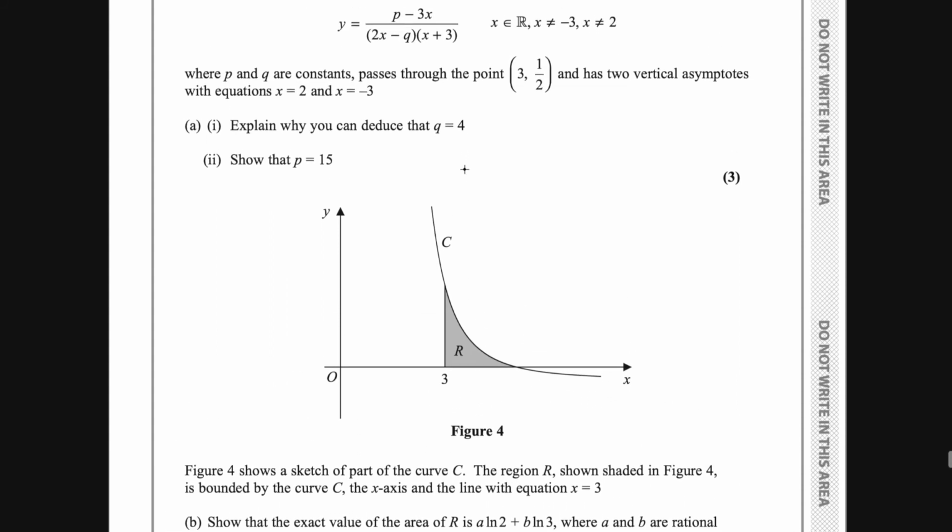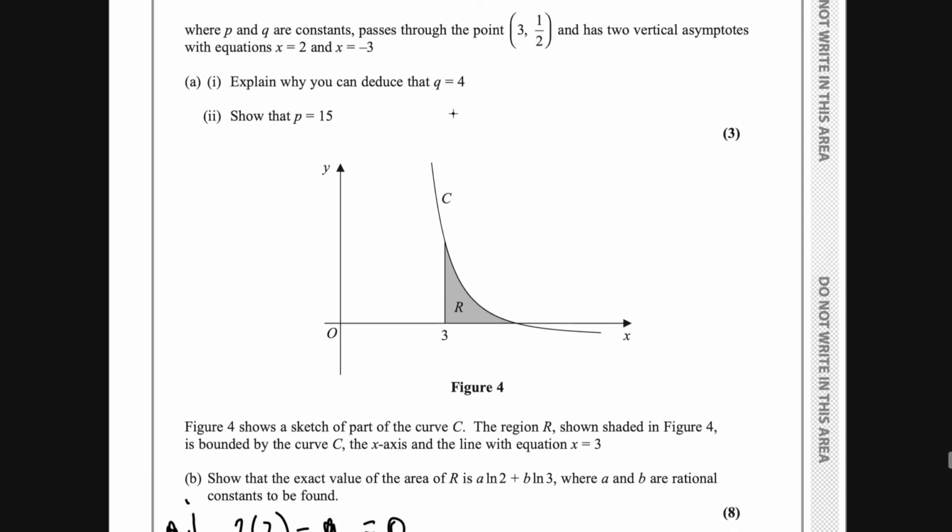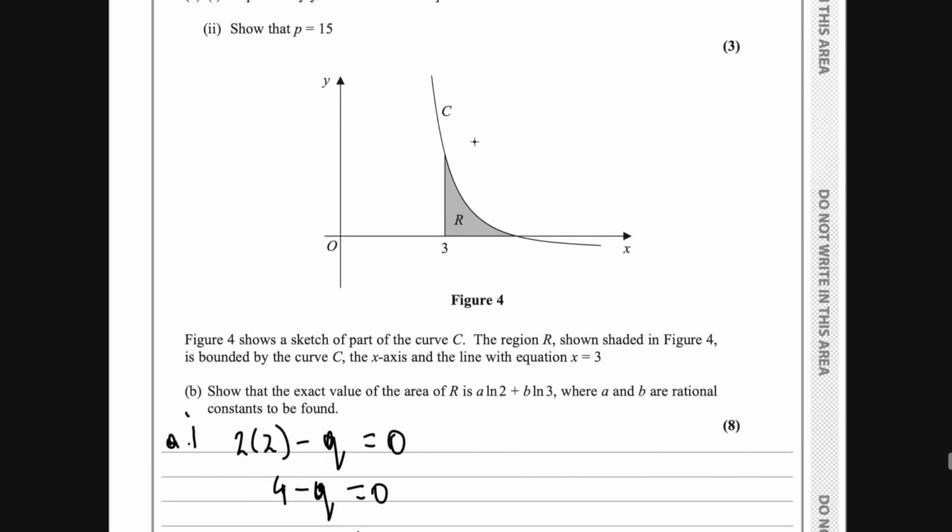Okay, so we need to integrate our expression here. We know what the value of P is, it's 15. We know what the value of Q is, it's 4. And what we really need to do is integrate that. But to integrate it and get the area of region R, what we need to know are the limits. So the lower limit is obviously going to be 3, because we're told that the region R is bounded by the equation x equals 3 and the x-axis.